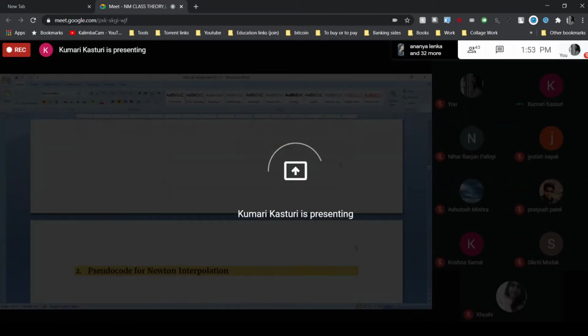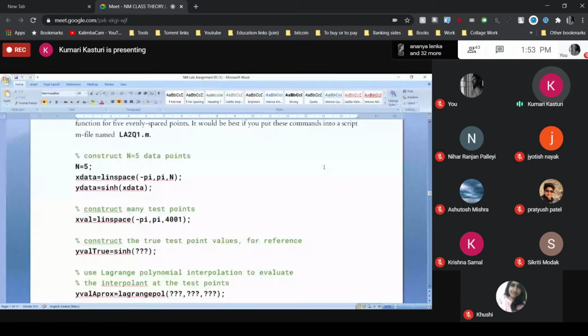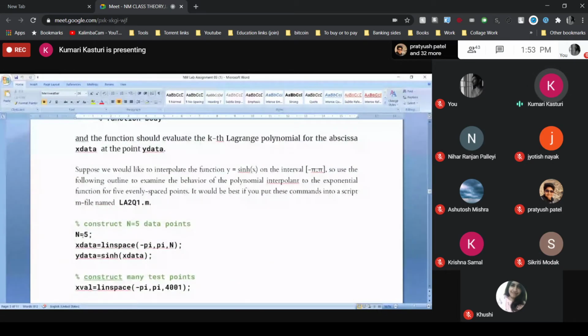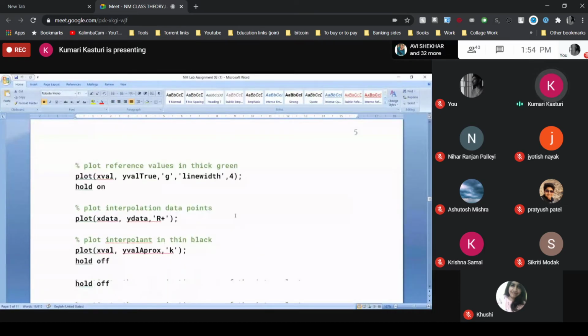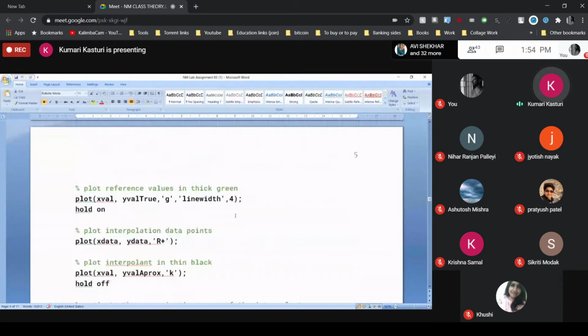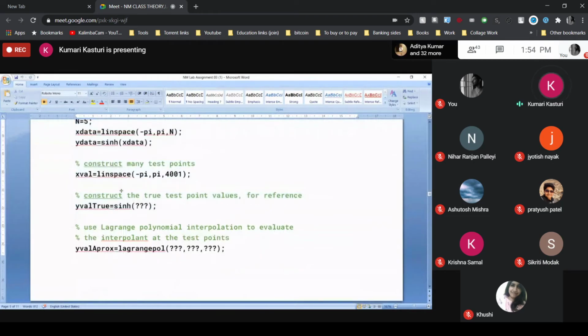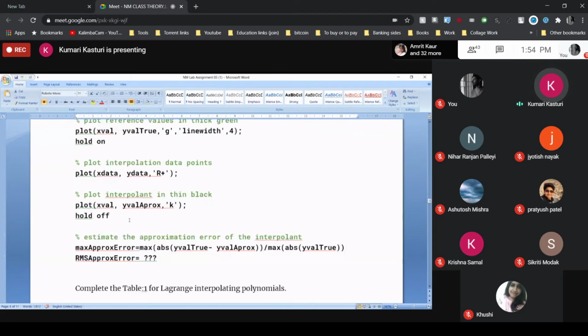Okay. These things I have already told you. For n equal to 5, one example was given to you previously, showing what to do in the Lagrange method. The same method you have to carry out. Here you called the function Lagrange pole; here you have to call the function Newton pole. All other things are the same. You have to plot the three plots, and find the maximum approximate error and RMS value.